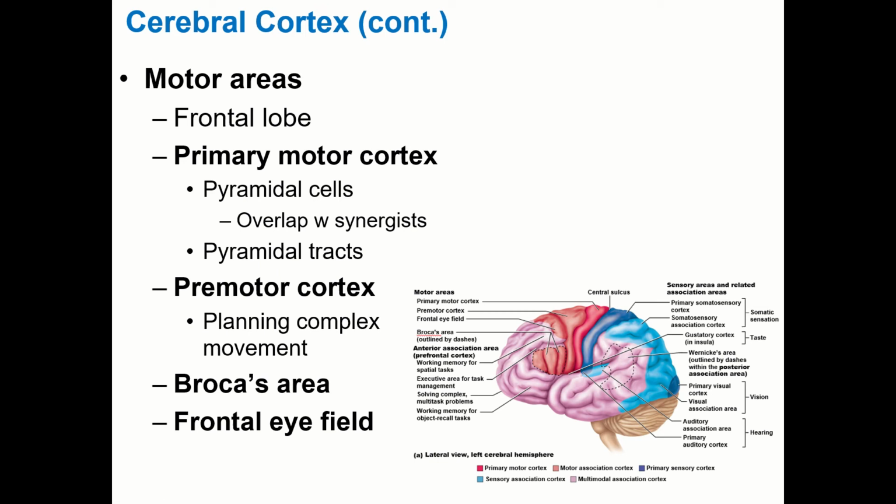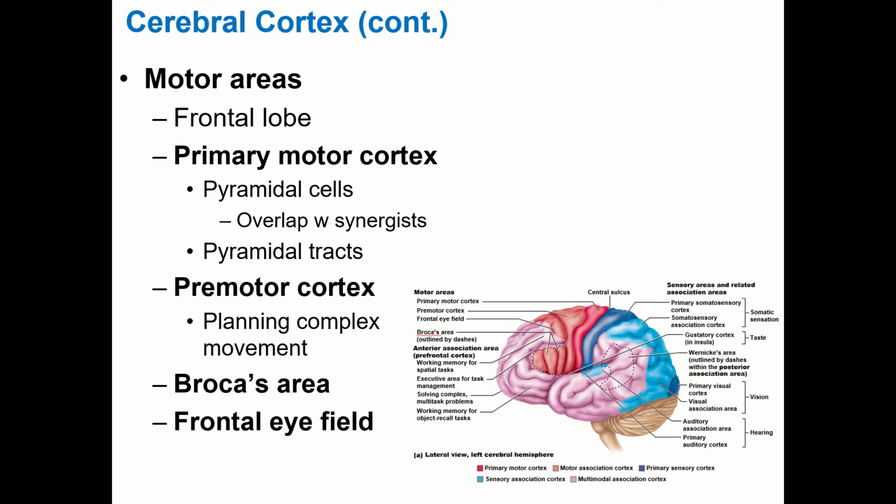So think about typing a text message, right? If you're using your thumbs to do that, you probably remember where the keys are on the keyboard, and you have to plan a certain pattern of movement. So you have to extend the thumb, abduct the thumb, flex the thumb, etc. And so that's a pretty intricate pattern of things. And so the premotor cortex's job is to essentially lay out that pattern.